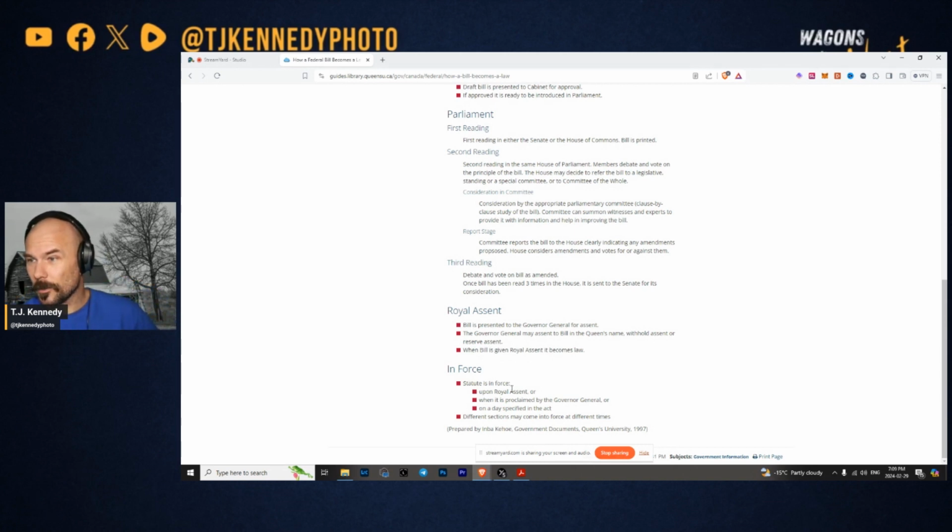Once it's in force, once it's got royal assent, it's proclaimed by the Governor General. It becomes law. Okay, becomes law. All right.